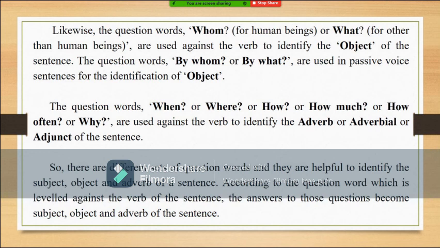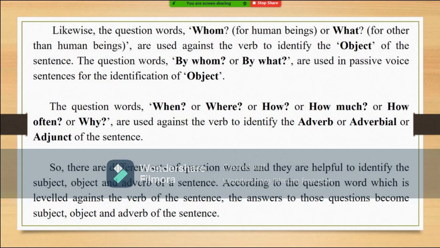If the object in the passive voice sentence is a human being, you have to ask by whom. If it is something other than a human being, then you have to ask by what. So these are the question words that are very helpful to identify the object in a sentence.